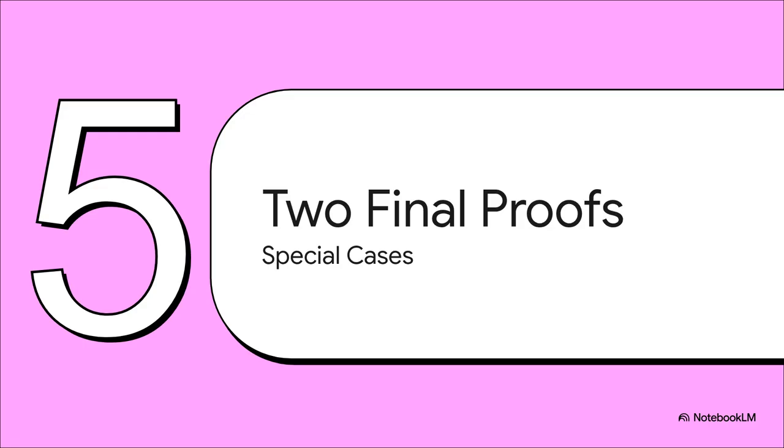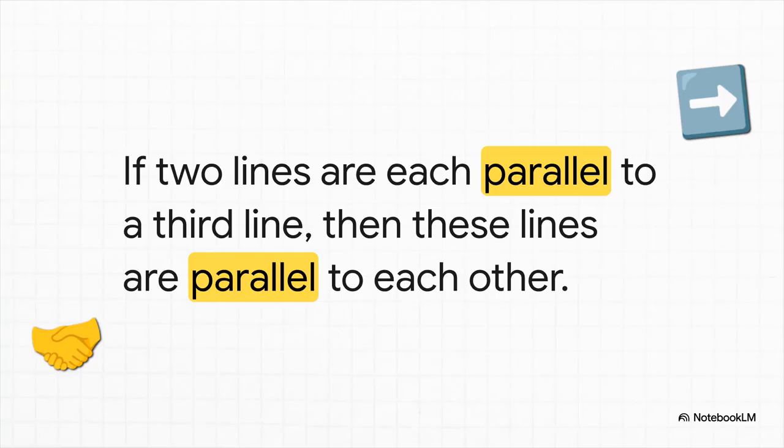Let's add two final but really powerful theorems to our toolkit. These handle a couple of special cases you might run into. Now, this first one is so intuitive, it almost feels like common sense. I mean, think about it. If line A is parallel to line B, and line B is also parallel to line C, well, then it just makes sense that line A has to be parallel to line C, right? It's like a chain reaction. That's the transitive property in action, but for parallel lines.